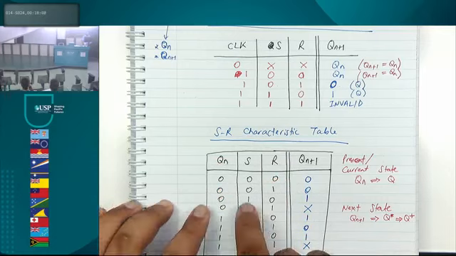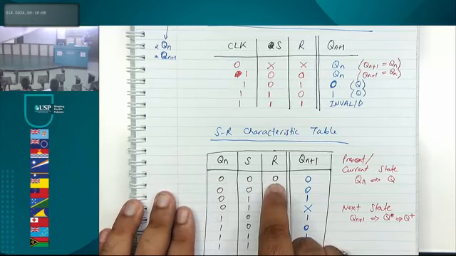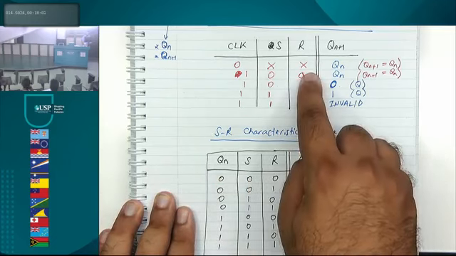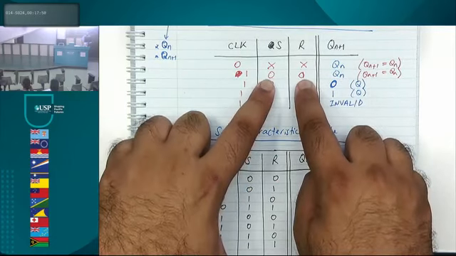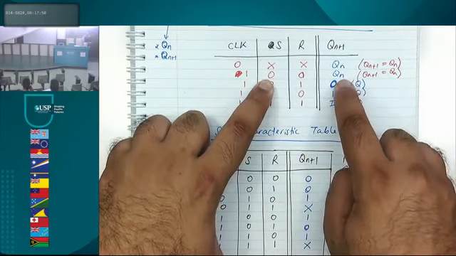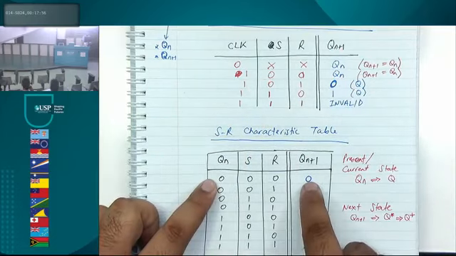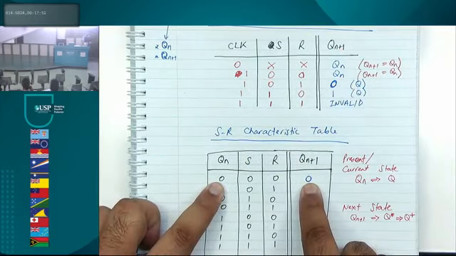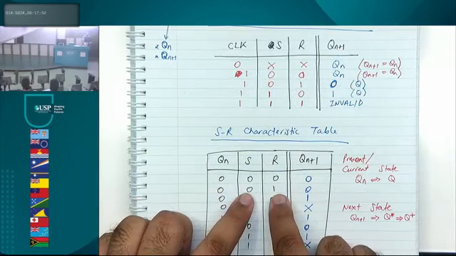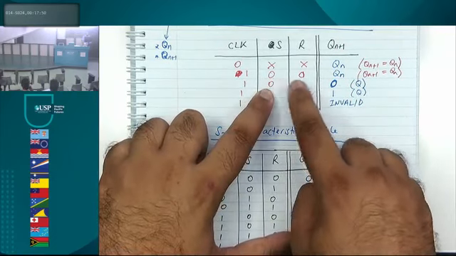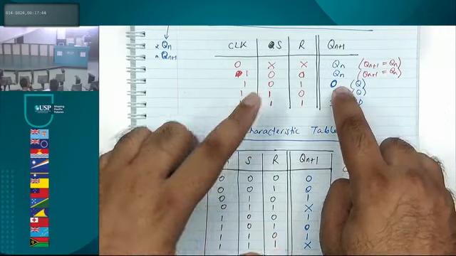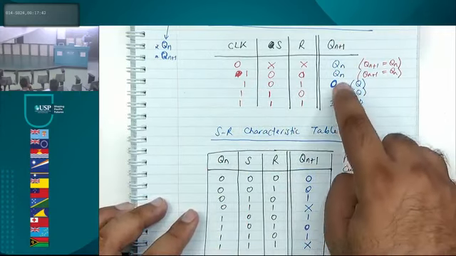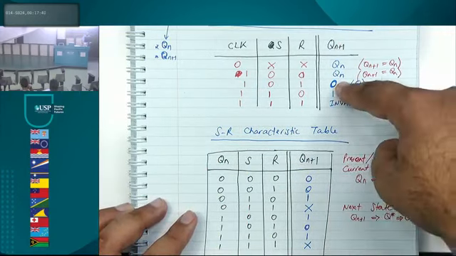Then let's look at just these two. 0, 0. If Qn, what is Qn plus 1? If you have 0, 0 here, Qn plus 1 is equal to Qn. Now 0, 1: Qn plus 1 will equal 0. That's fixed. We have no options about it.